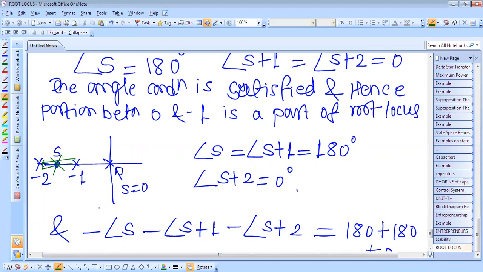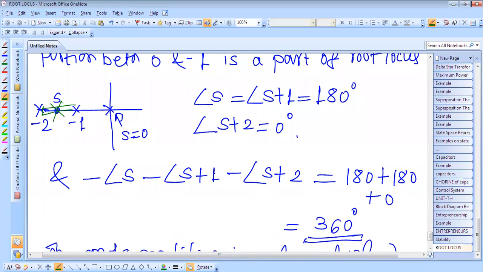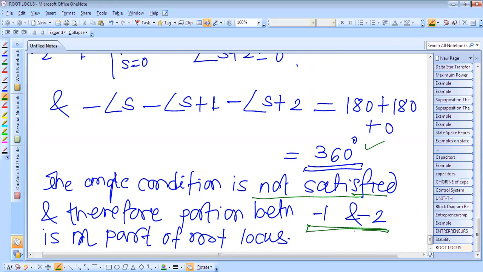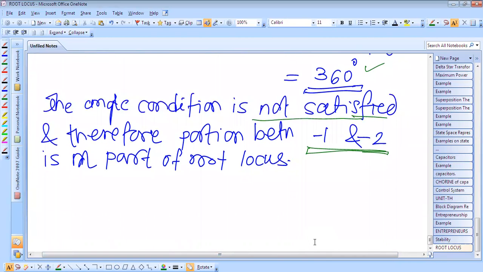Here the angle made by s is 180 degrees, s+1 is also 180 degrees, but the angle made by the third pole is 0 degrees. So 180 plus 180 is 360, and we require 180. Therefore the angle condition is not satisfied, and this portion is not part of the root locus. So we have seen up to this.